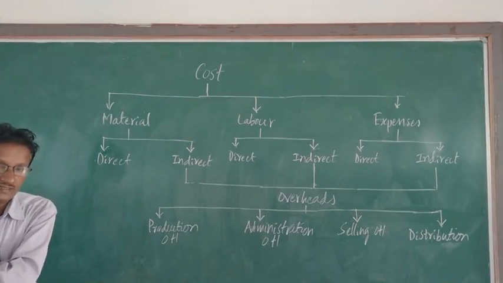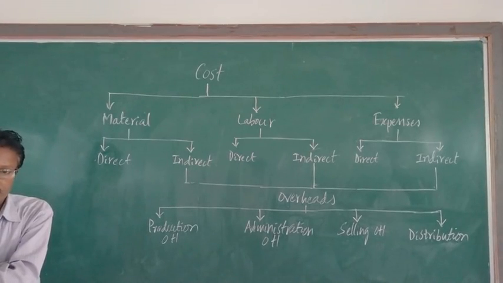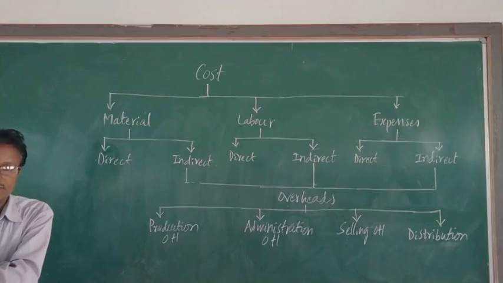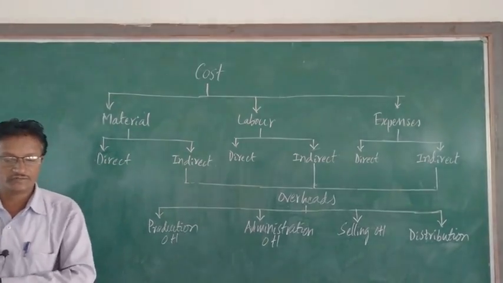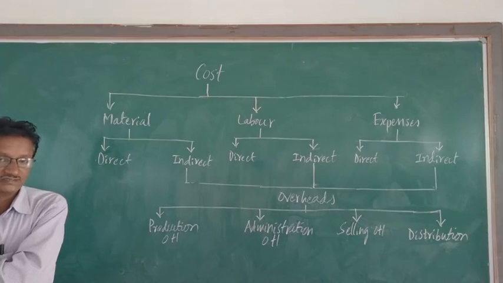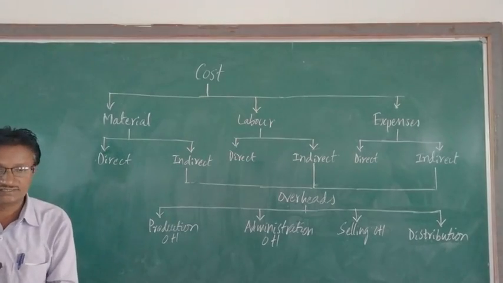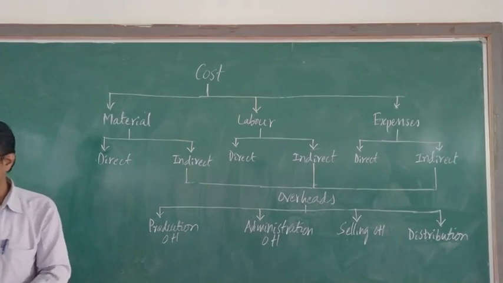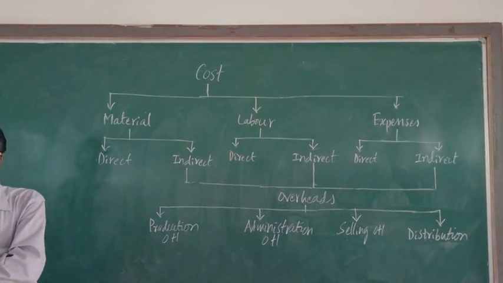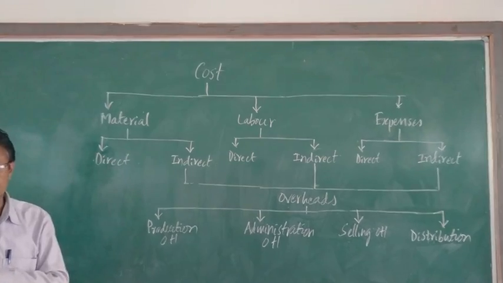And what is variable cost? Those costs which vary or change directly with the volume of output. When the volume of output increases, this cost also proportionately increases, and when the volume of output decreases, this cost also decreases proportionately. Therefore, those costs which change in direct proportion with the volume of work are called variable cost. For example, direct material, direct wages or labor, direct expenses, power expenses, etc.